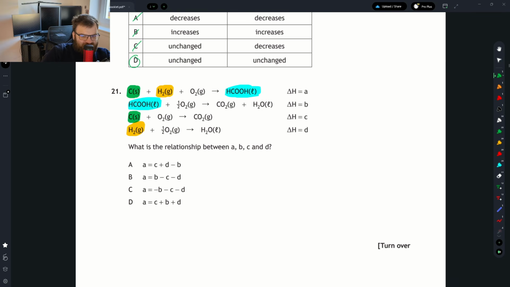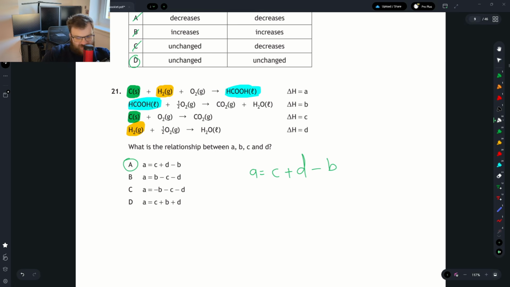So the carbon solid is in equation C. It's on the same side in both. It's the same number. Therefore, A equals C by itself. Next up, for the hydrogen, the hydrogens are on the same side. It's the same number, so I'm going to add on D. The HCOOH, the methanoic acid, are on opposite sides, so put it as negative. But it's the correct number, so it'll be minus B as our answer there. And that gives us A.